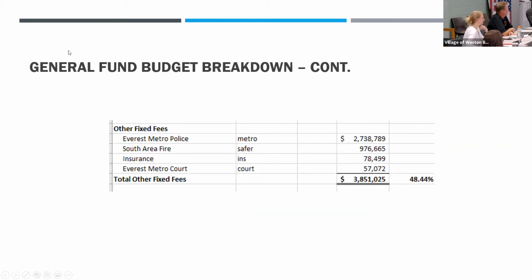Everest Metro, we do not have a voting majority there. If the village would say, we do not accept this budget, and the other 4 people vote for it, we would end up paying what they voted for. And same with Salt Area Fire. Both entities are partnerships with others, and we don't have a voting majority. So when those are voted upon, it's usually the fee that we pay. Insurance, we need insurance. Everest Metro Court, again, is a joint venture with other municipalities.